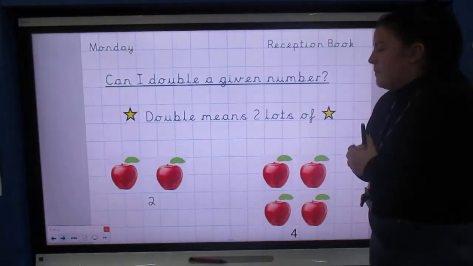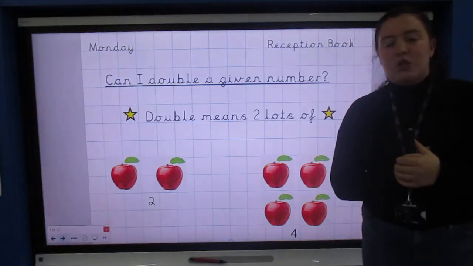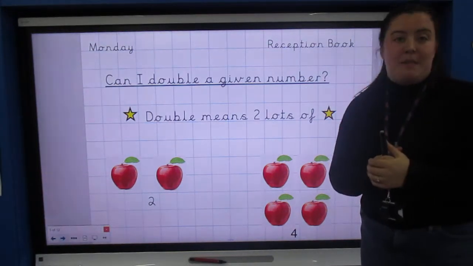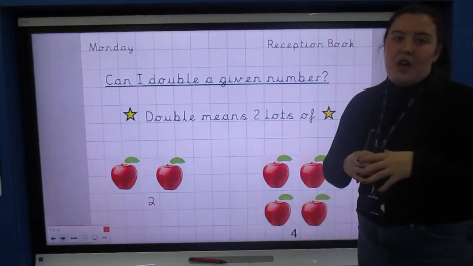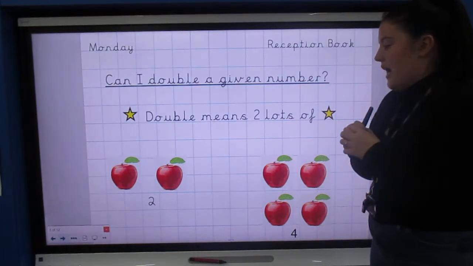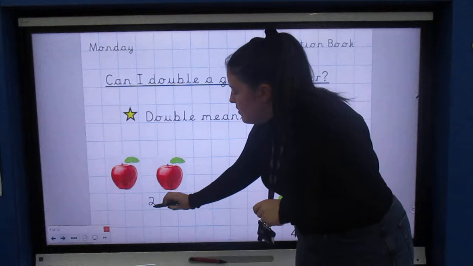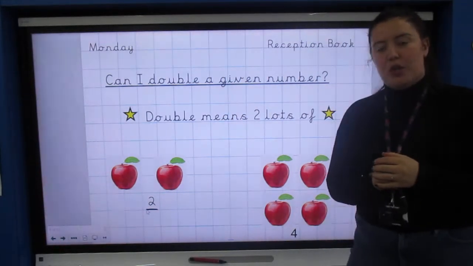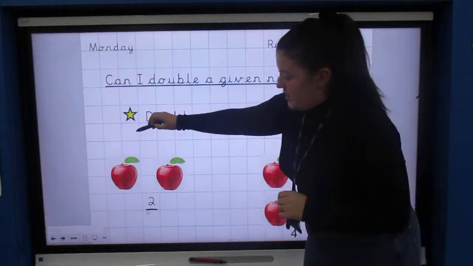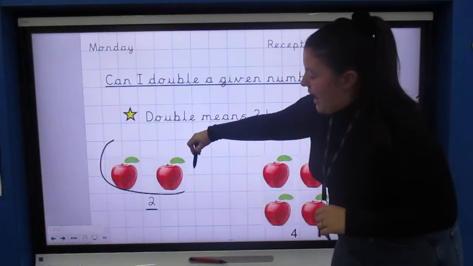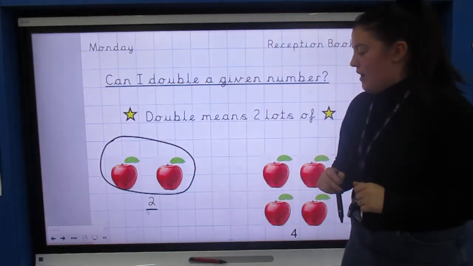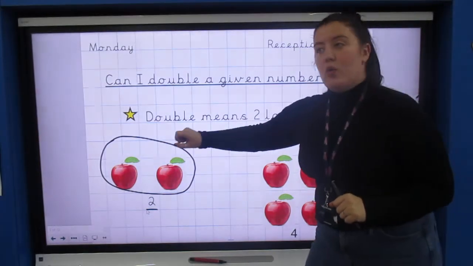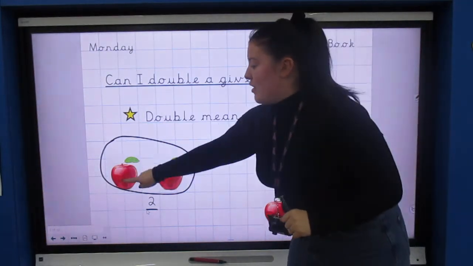Let's go on to the next page and have a look at what we've got, because we've got a bigger number. So thinking again, what does double mean? Double means 2 lots of. It means 2 groups of the same amount, okay? So here we need to double 2. Our question is asking us to double 2. So we've got a picture of 2 apples, and I'm going to draw a circle around them because then I know that's my group. I've got 2 apples in my group.